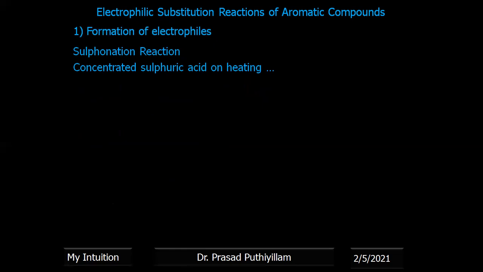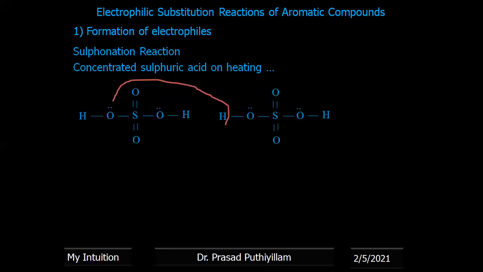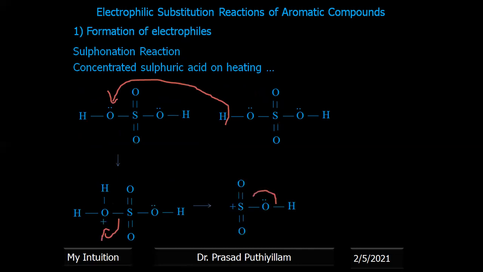Sulfonation reaction, the reagent used is concentrated sulfuric acid on heating. One molecule of the sulfuric acid gives a proton to the other molecule, and with subsequent removal of a water molecule and rearrangement of the electrons, finally we get SO3. SO3 acts as the electrophile here. SO3 will attack the benzene ring or the molecule with more electron density, and the proton will be added to SO3. Finally, we get SO3H, that is benzene with SO3H, which is benzene sulfonic acid.